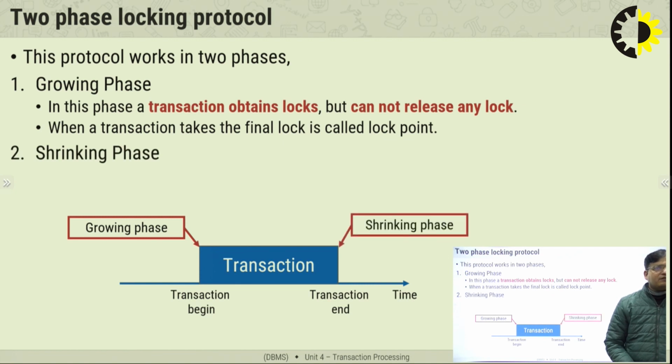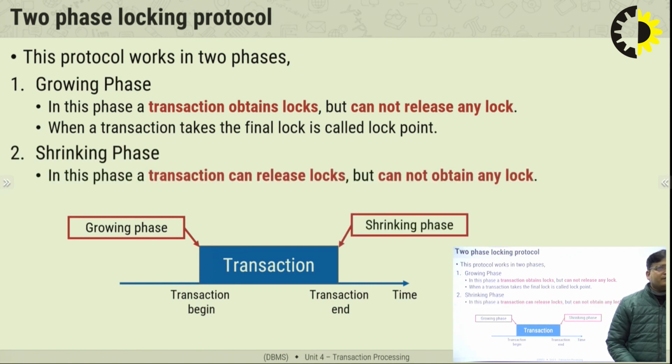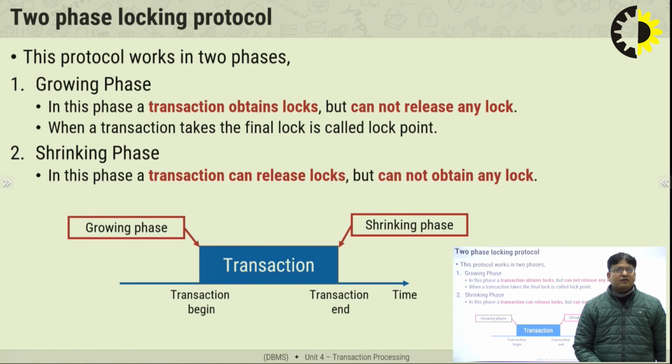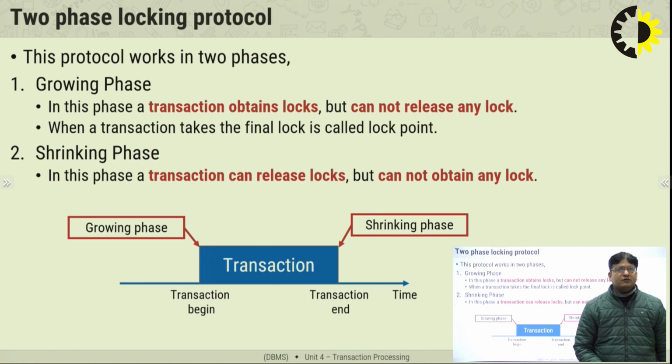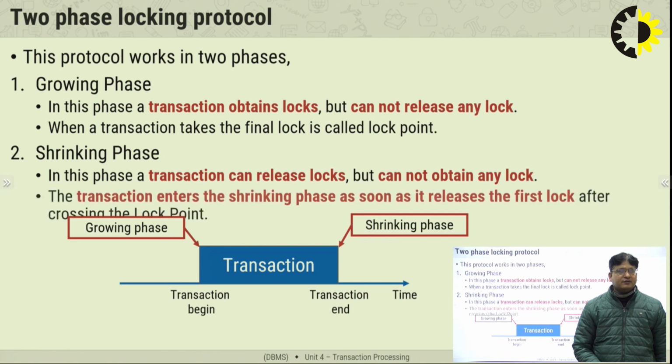The second phase is the shrinking phase. In the shrinking phase, the locks are released but not acquired. That is, this phase starts at the end of the transaction. When all of the tasks have been performed, then we will be releasing the locks. In the shrinking phase, the locks will be released, but no new locks will be acquired. This phase usually starts at the end of the transaction.